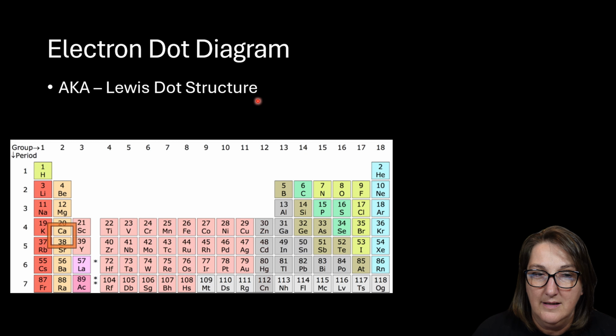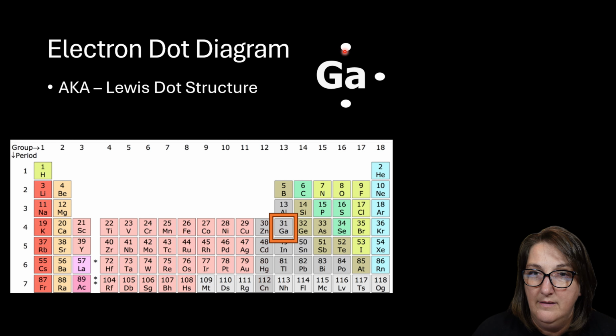Let's look at calcium. How many valence electrons does calcium have? 2. So how many do I draw around calcium? 1, 2. I have gallium. 1, 2, 3. I'm in group 3. And that's basically it with this group. So you just look and draw out how many you've got.